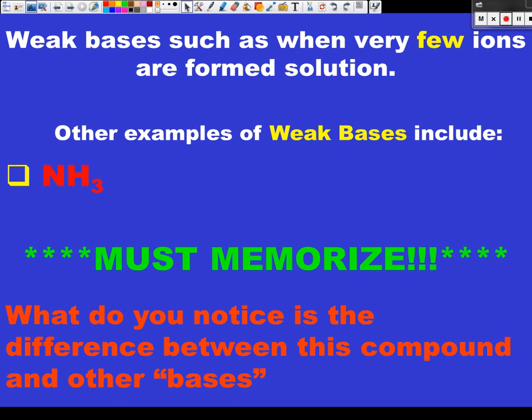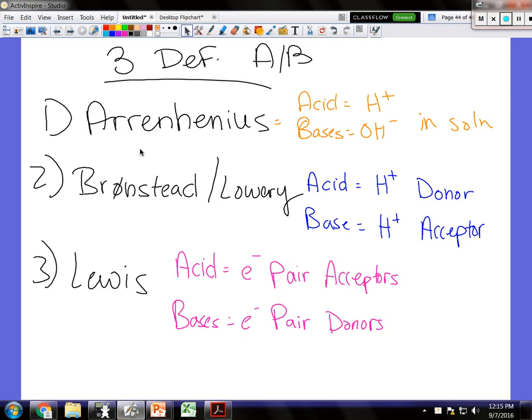Now, what do you notice is the difference between this compound and the other strong ones? It does not have the hydroxide ion. So, whose definition did this destroy? Arrhenius. Okay? So, here's where we can actually talk about the other 2 guys, and I want to show you this so you understand how and why. According to Bronsted-Lowry, acids are hydrogen donors and bases are hydrogen acceptors. We cool with that? So, watch this magic.